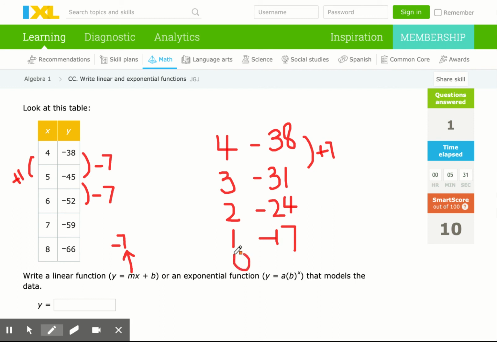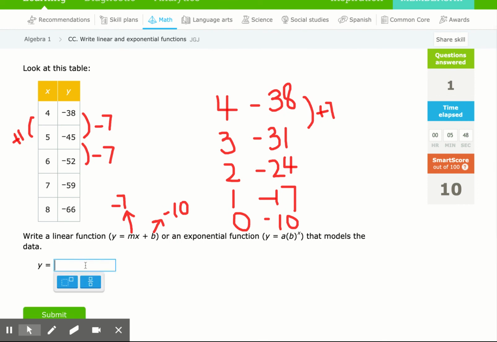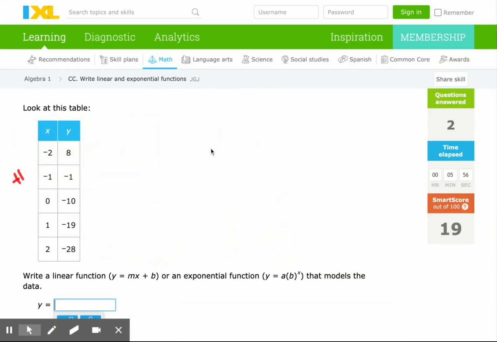And I have to go once more because I have to get to 0. So add 7, I get a negative 10. So my y-intercept is going to be negative 10. That's my b. So now I'm going to fill in just as I see: y equals negative 7x, because that's my slope, minus 10. And that's how you're going to complete your IXL homework.